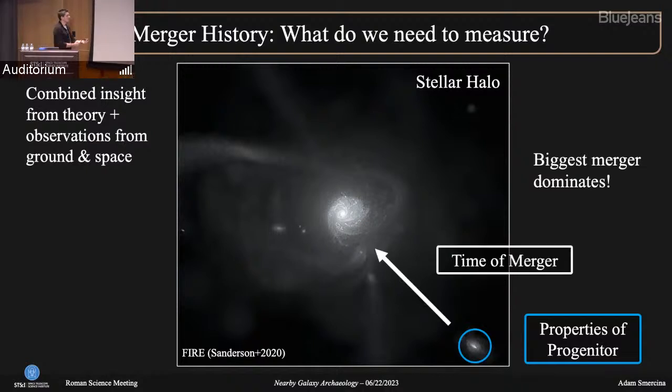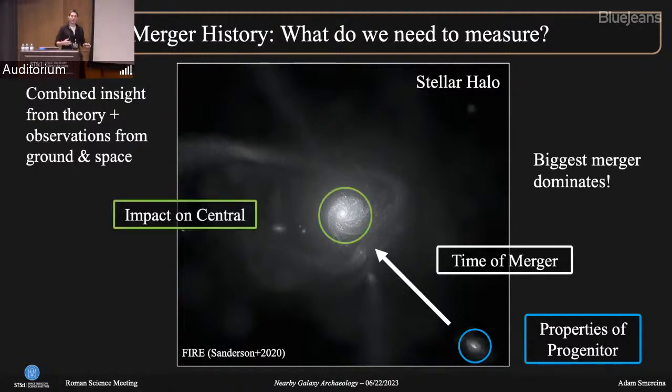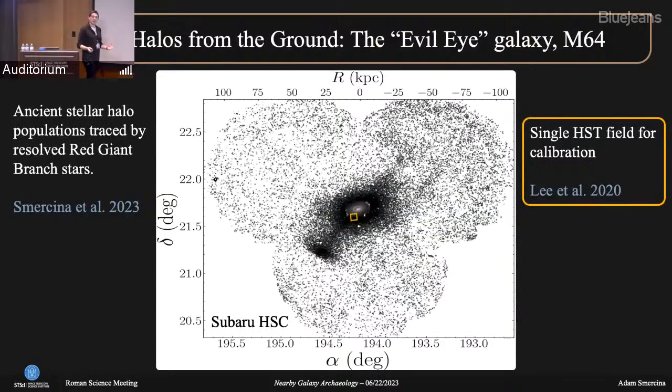We also like to understand the time of the merger, so that we might understand the impact that this merger had on the central galaxy, right? This is the schematic goal of what we're trying to achieve. We've gone about this a couple of different ways. First of all, you could use sparse HST fields, giving you a small window on these accreted halos, but with very precise photometry.